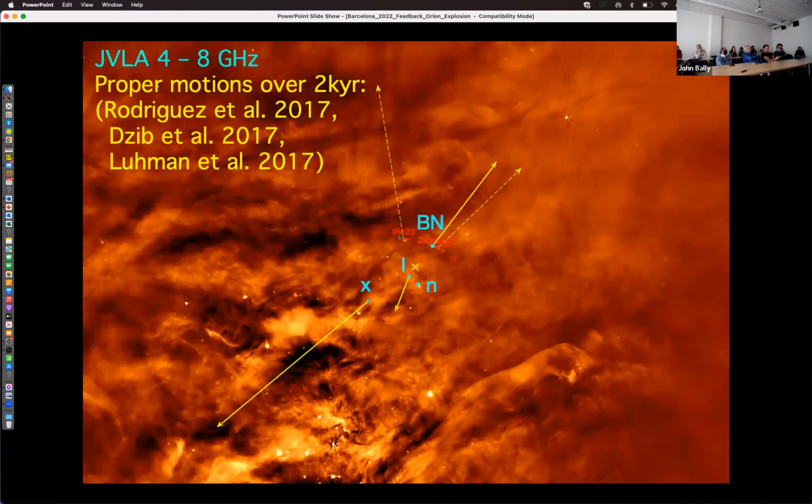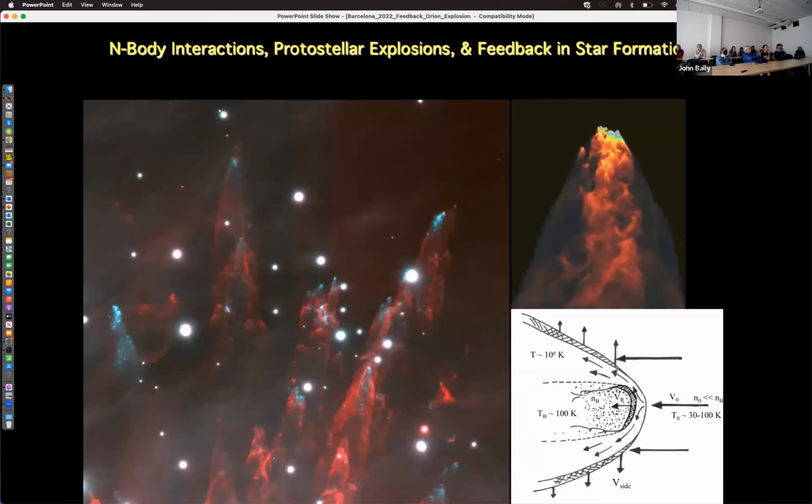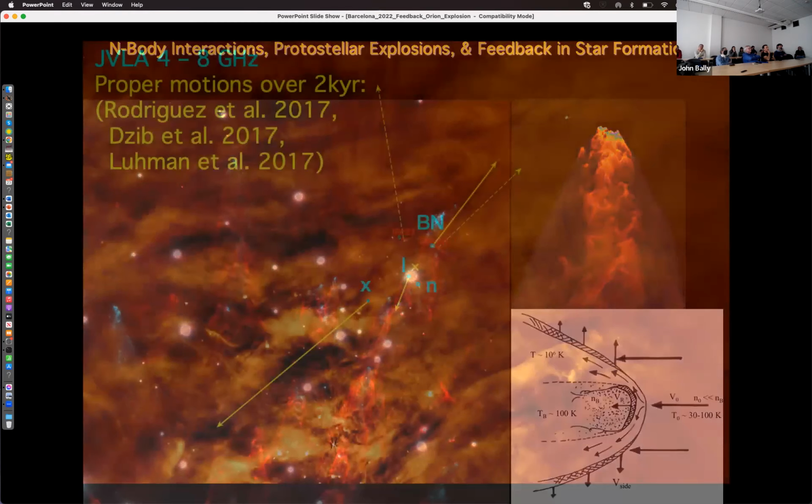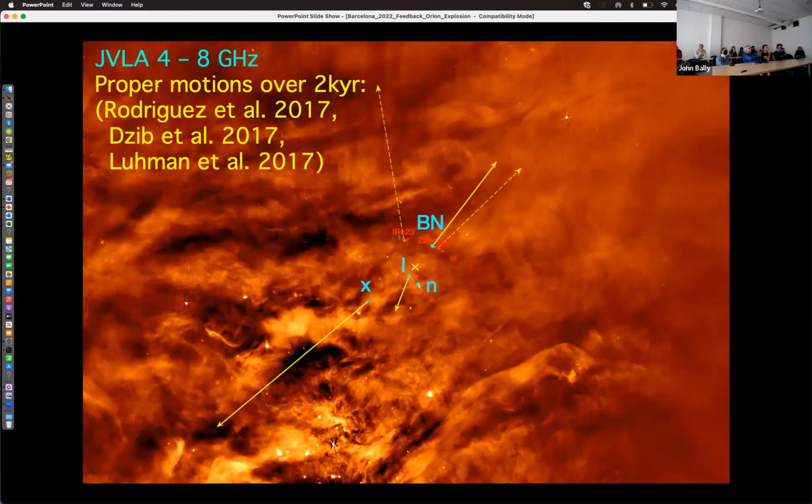I'm running out of time. I just want to show you what the source region looks like, and then we'll stop. So we're going to go back. This is the old VLA map from 2016, showing 6 centimeter radio emission. This is the Orion Nebula's core Trapezium region. This is the OMC1 region. I marked sources I, BN, and X. You can see X as a radio source, along with their proper motions and some of the profiles.